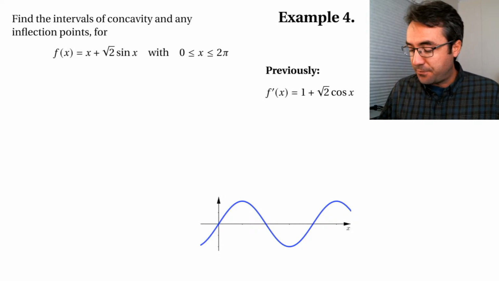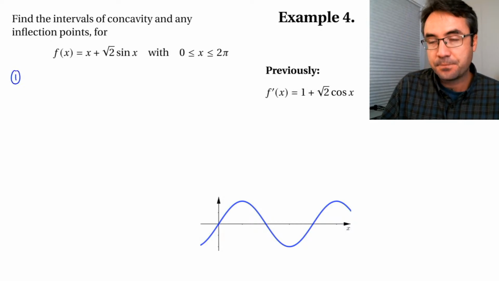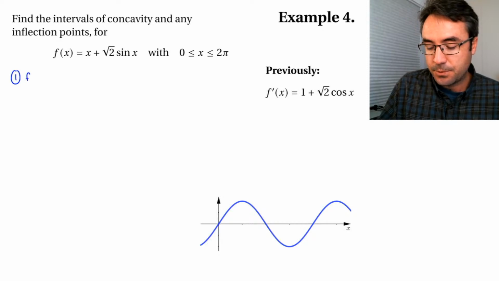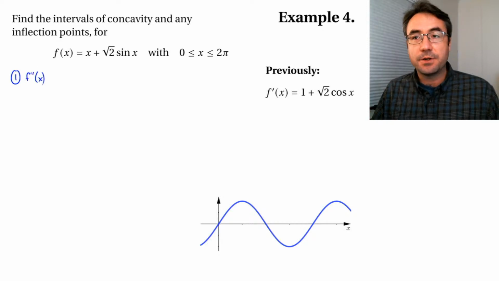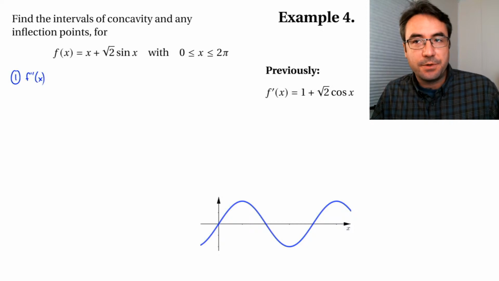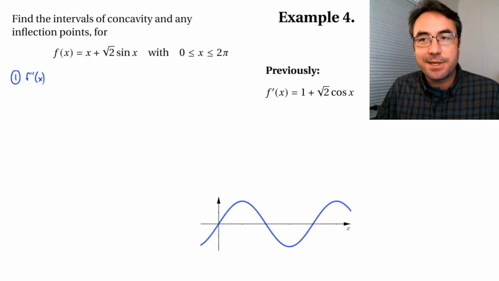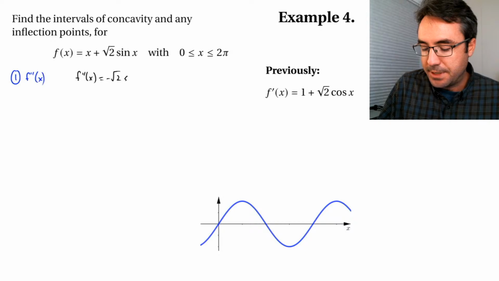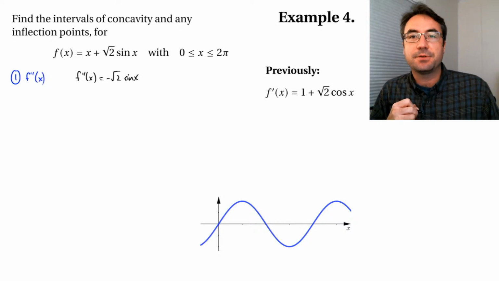And so the first step for doing this is calculating the second derivative. We've looked at this function before, and we calculated the first derivative. We have it over there on the right. It's 1 plus square root 2 times cosine x. So let's use that to calculate the second derivative. And when we do that, we get negative square root 2 times sine x. So there's our second derivative.